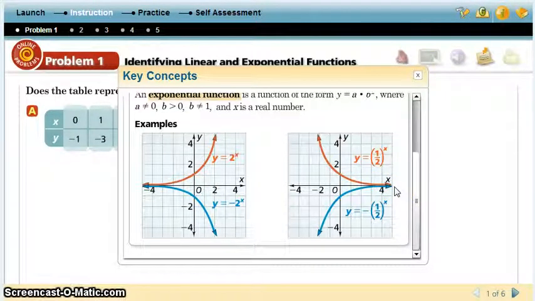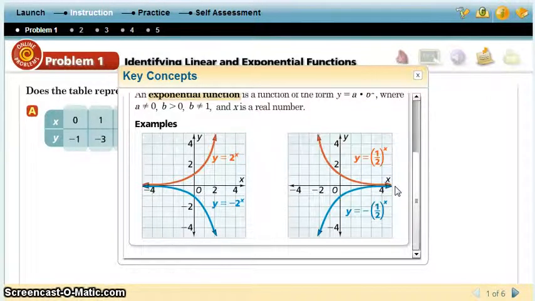For exponential functions, you will not have an x-intercept. It does not ever cross the x-axis. It's going to continue to get closer and closer to the x-axis, and your fractions are going to get smaller and smaller, but you are never going to actually reach the x-axis, so you will not have an x-intercept.